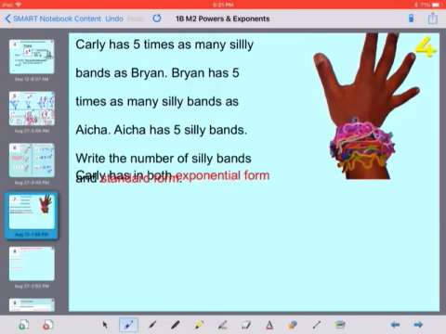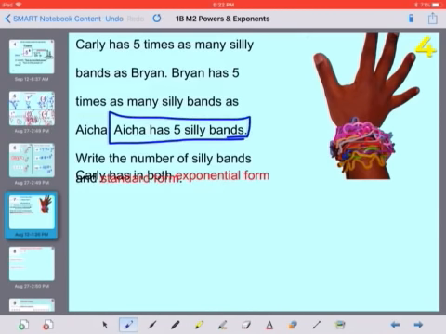Alright, this one, our words got a little bit on top of each other here, so I'll fix that. It says Carly has 5 times as many silly bands as Brian. So we don't know what Brian has. Let's keep reading. It says Brian has 5 times as many silly bands as Aisha. Well, let's figure out how many Aisha has. Aisha has 5 silly bands. Okay, that we definitely know.